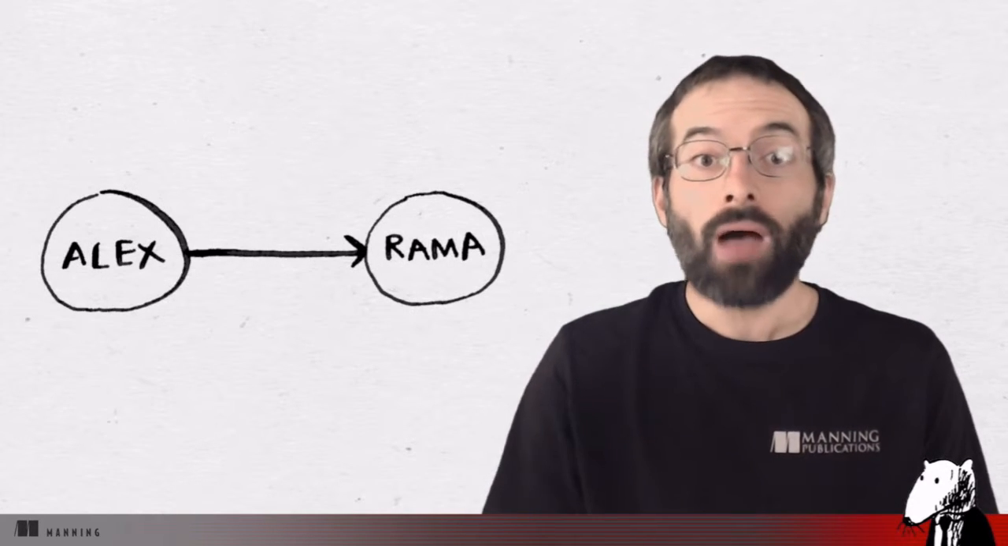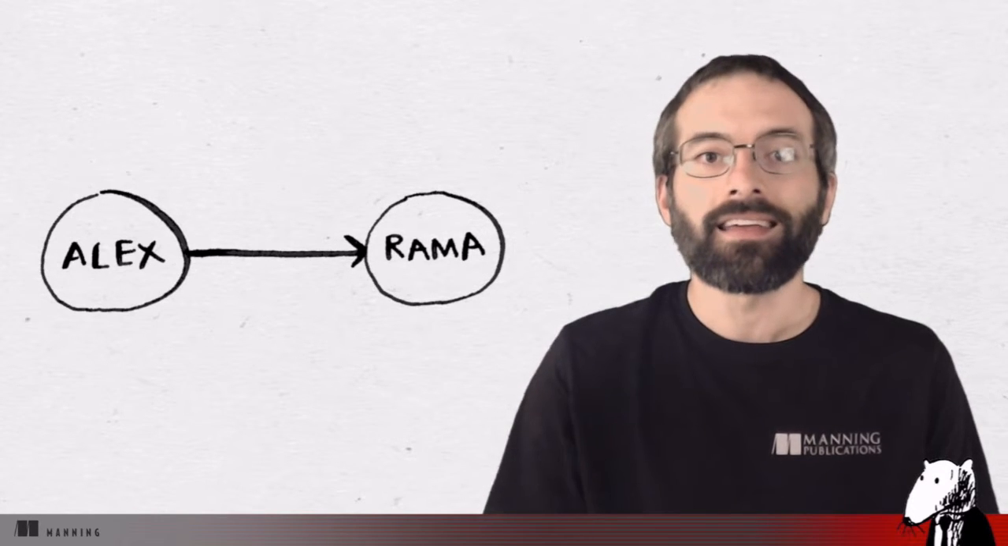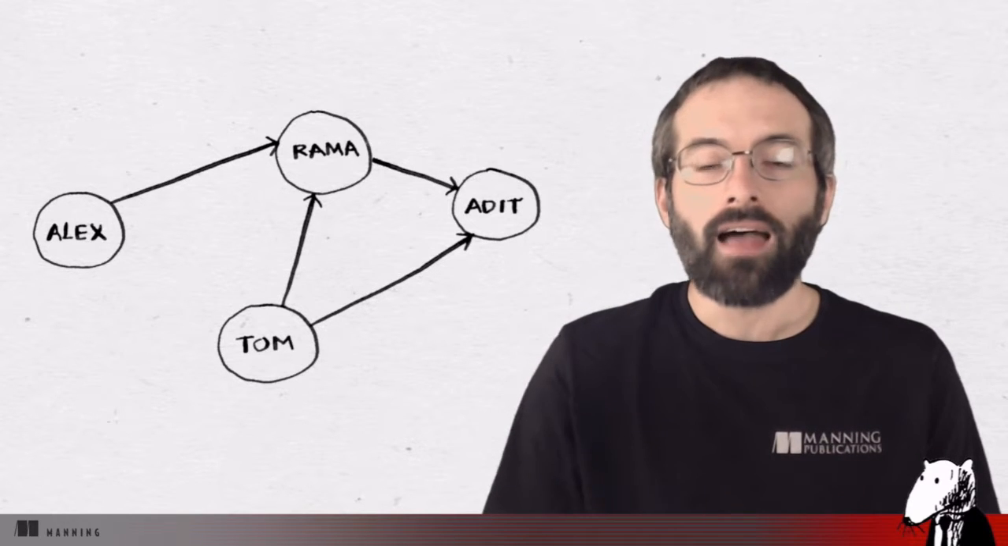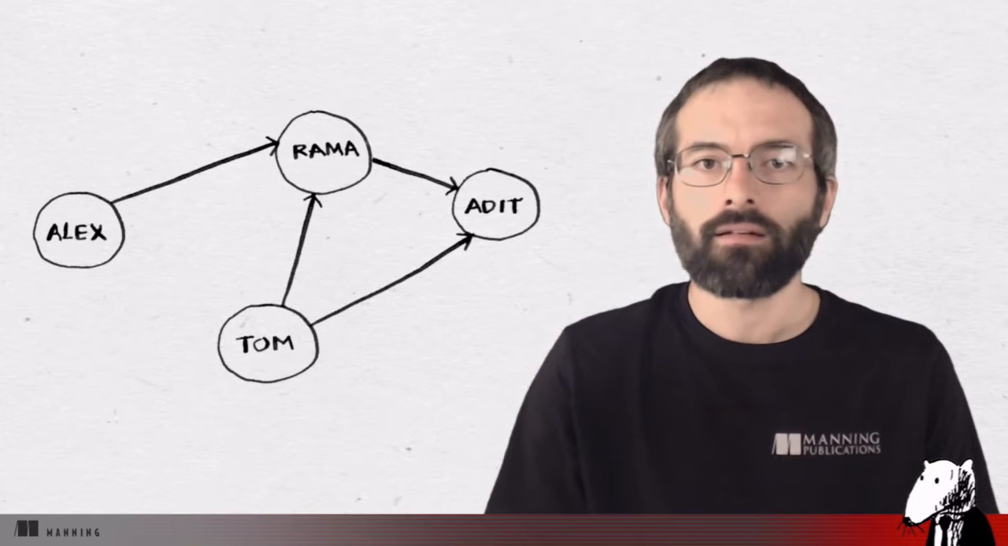Like I mentioned earlier, the graphs I'm talking about don't involve an x or y axis. A graph models a set of connections. For example, suppose you and your friends are playing poker and you want to model who owes whom money. Here's how you could say Alex owes Rama money. The full graph could look something like this. The graph on the screen now shows that Alex owes Rama money, Tom owes Audit money, and so on.